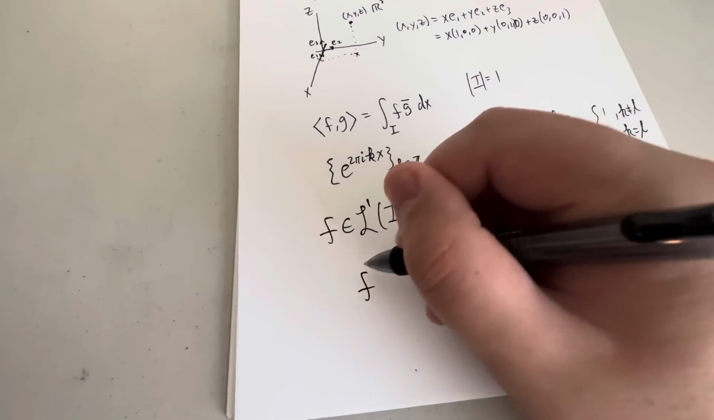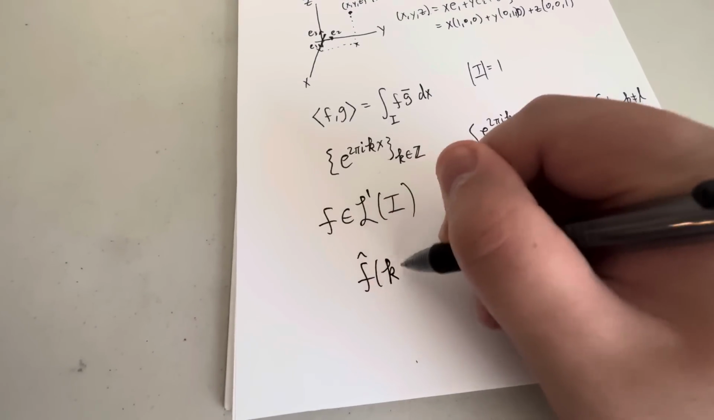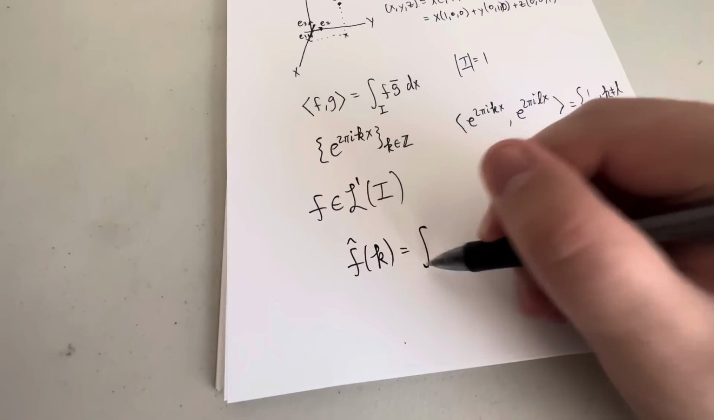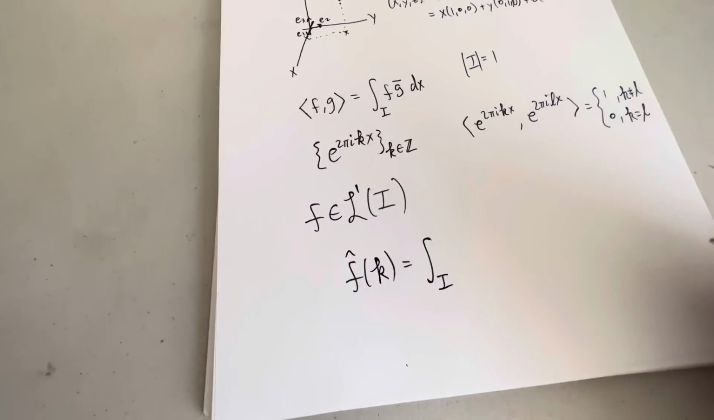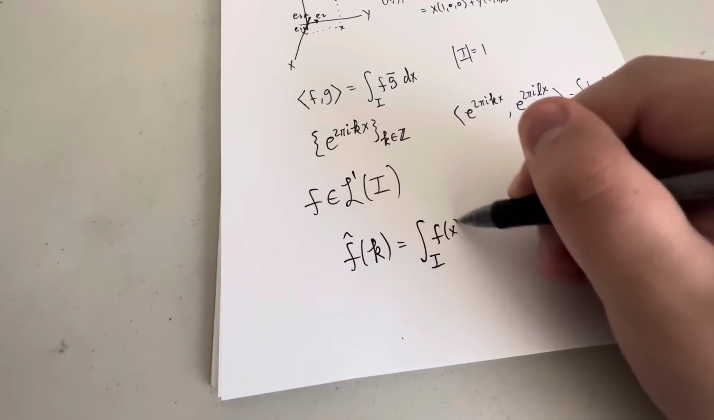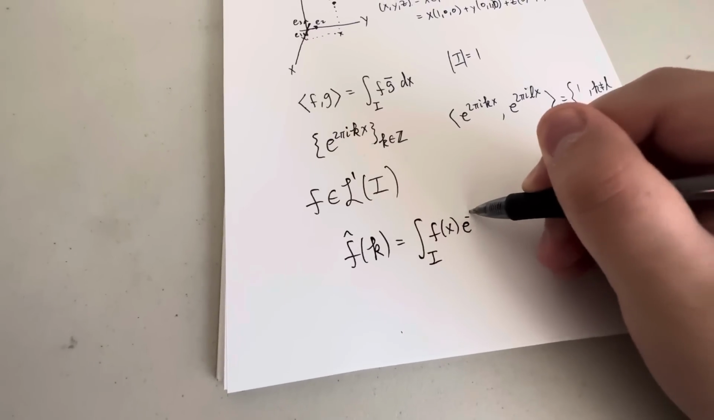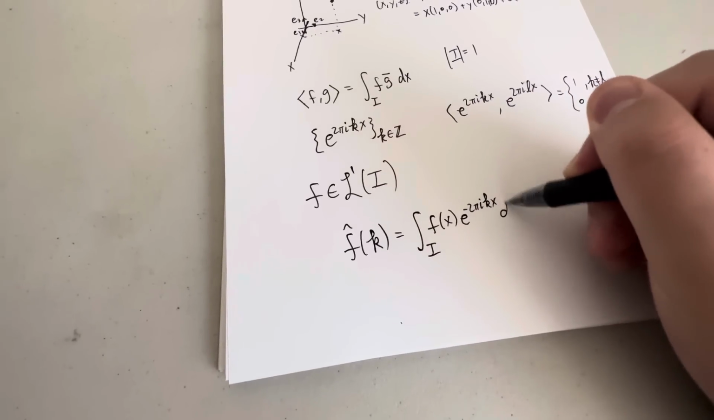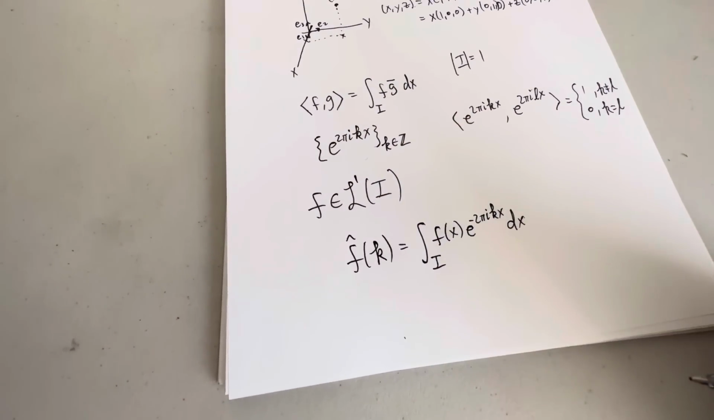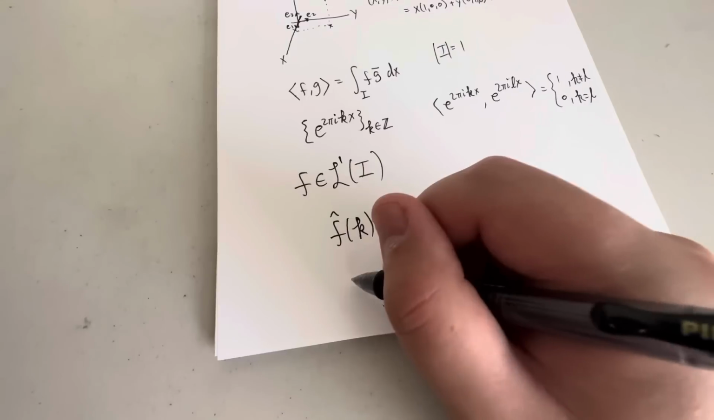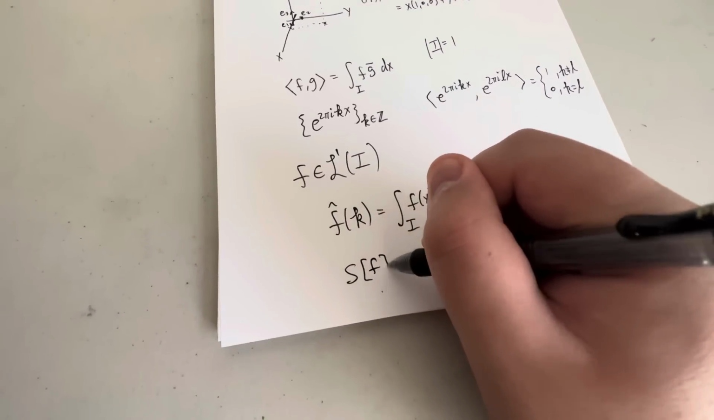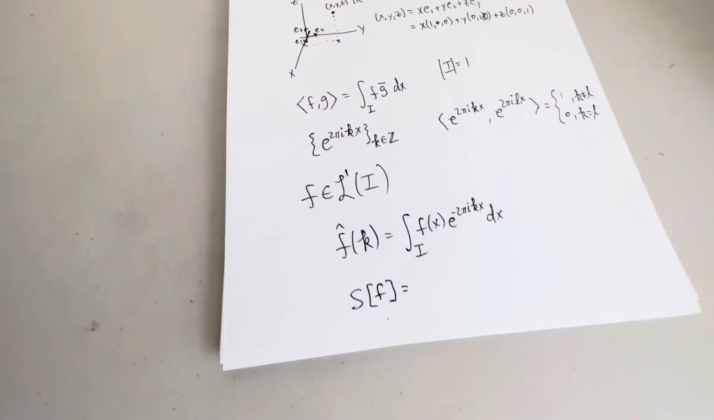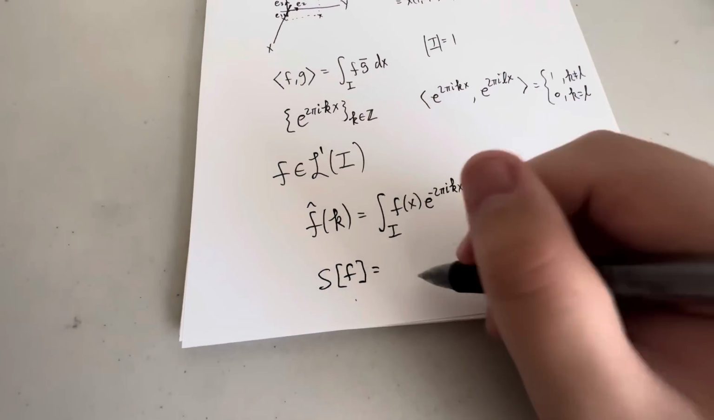Then my Fourier coefficient, which is denoted f hat of k, is equal to the integral over my interval of the function f(x) e to the negative 2 pi i k x dx. And then if I want to write the Fourier series, which a lot of times is written this way, in this book, the Katznelson book, it's written as the sum.